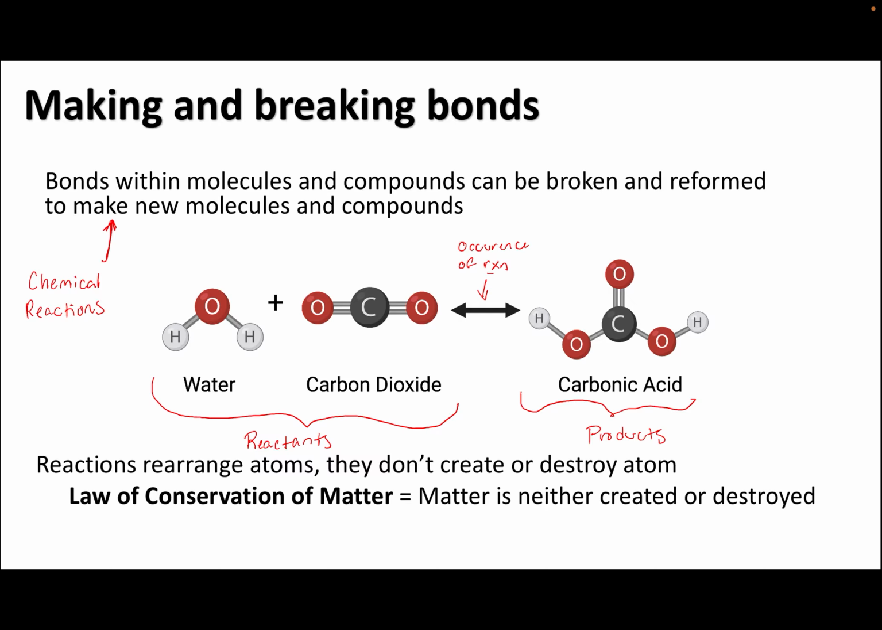So for instance, if we look at this example, on the reactant side, there are 3 oxygen atoms, 1 carbon atom, and 2 hydrogen atoms. If we look on the product side of the reaction, we have 3 oxygens present in carbonic acid, we have 1 carbon, and we have 2 hydrogens. So even though we've made a new structure by changing where bonds are formed, we haven't changed the atomic building blocks that are present.